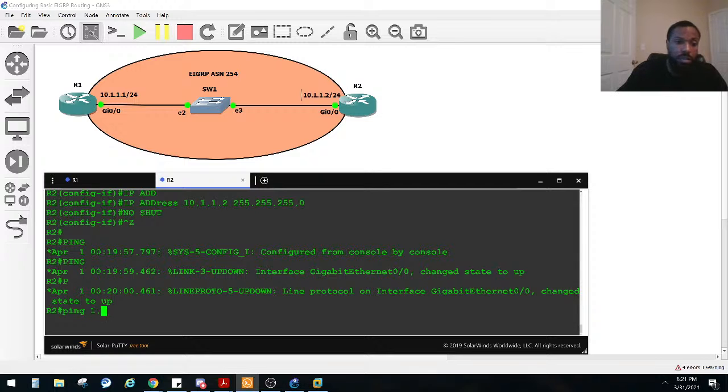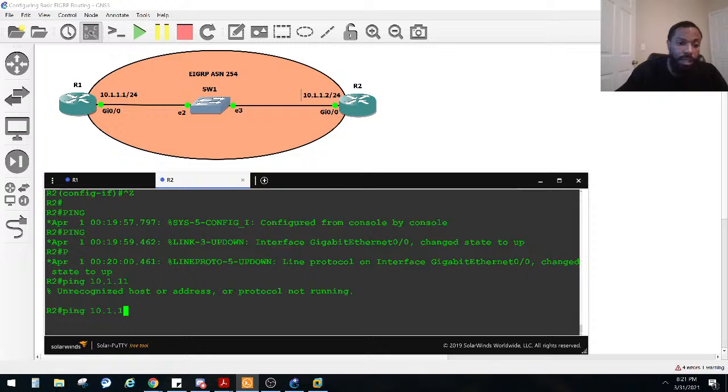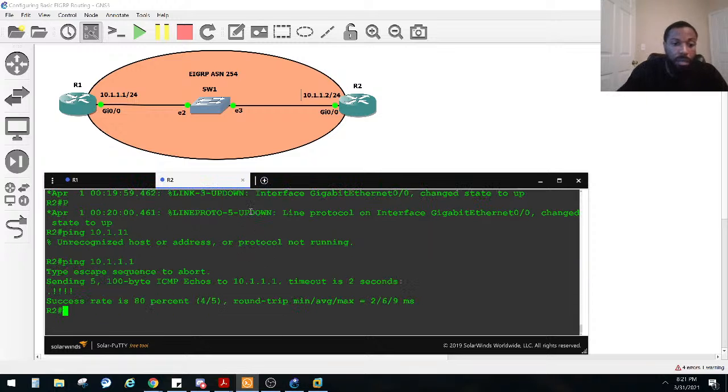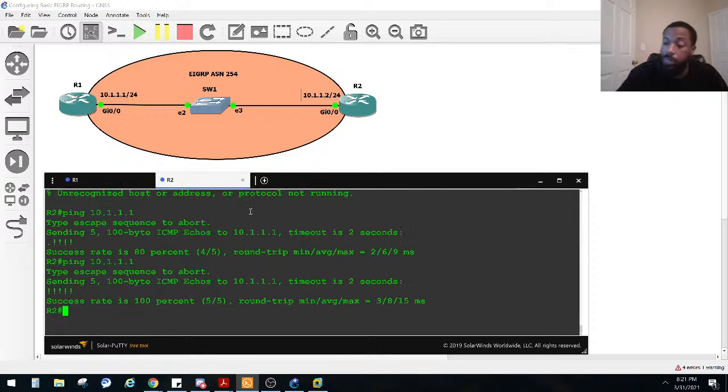10, oops, 10.1.1.1, because they're in the same network. My bad. Put the period there. No, he can't ping across. Probably because, oh yeah, he can ping across. Good. I was going to say probably because of the switch, man. Y'all know these switches don't like me on GNS3.